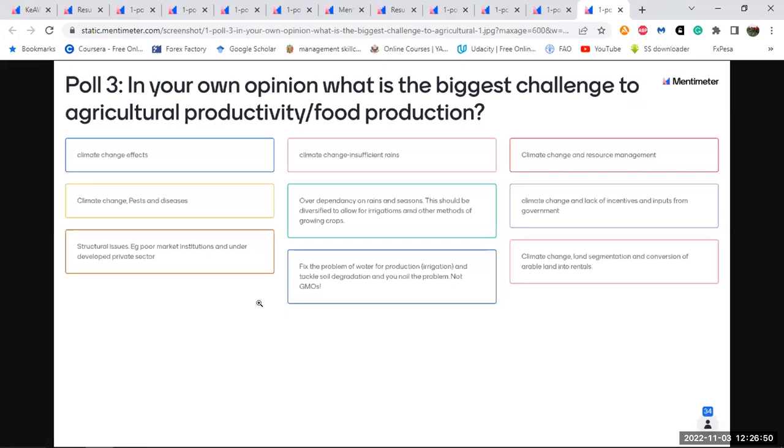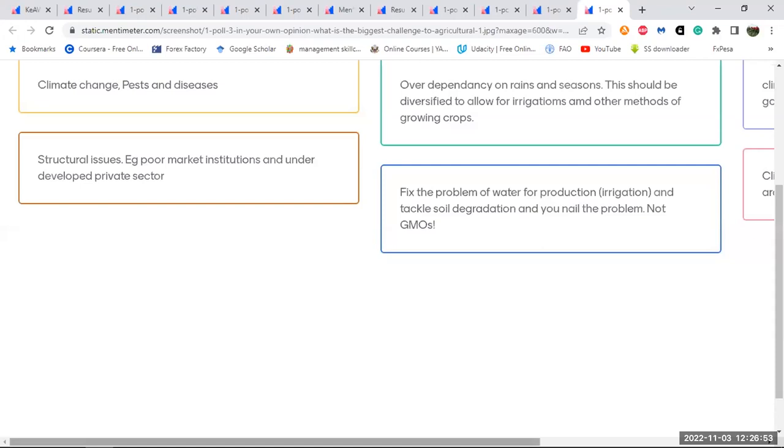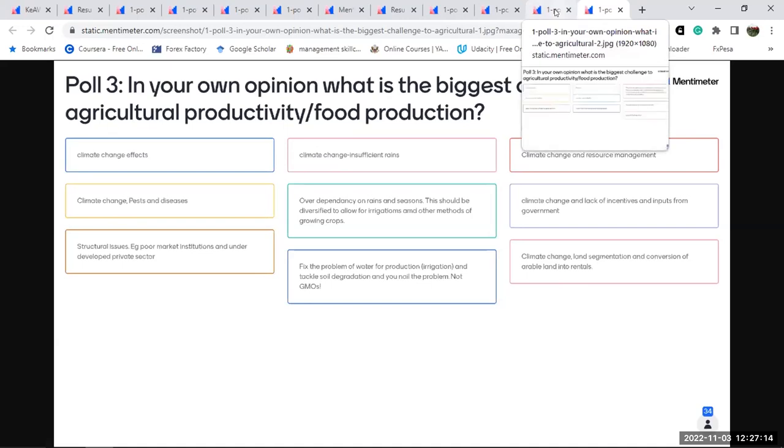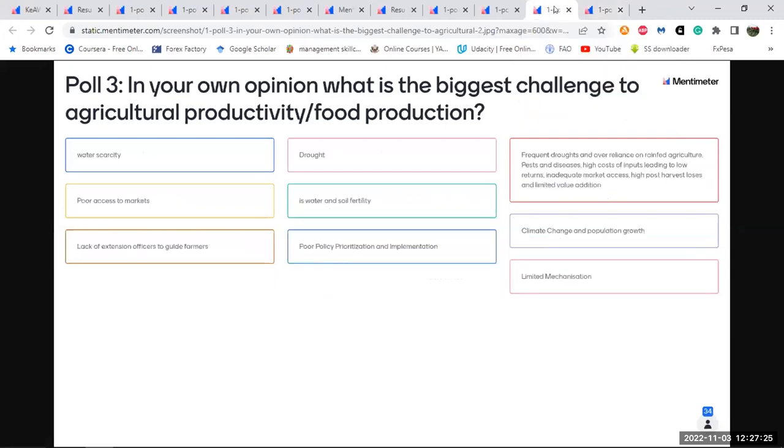We are looking at what, in your own opinion, is the biggest challenge to agricultural productivity. Robert, can you make it so we can see all the entries? So in your own opinion, what is the biggest challenge to agricultural productivity? We can see everybody is talking about climate change, structural issues, which is an issue of poor markets, overdependence on rains and seasons that still ties to climate change. So it looks like, just like Catherine highlighted in her presentation, that the thing that is limiting, which is the consensus from many of the people who polled, is climate change. So this is what we need to address.